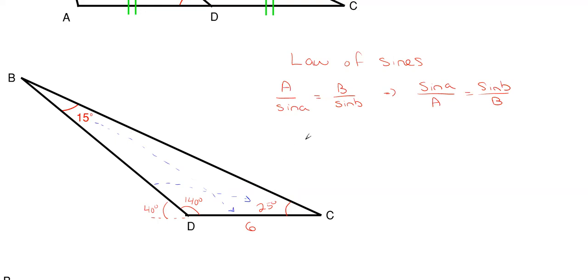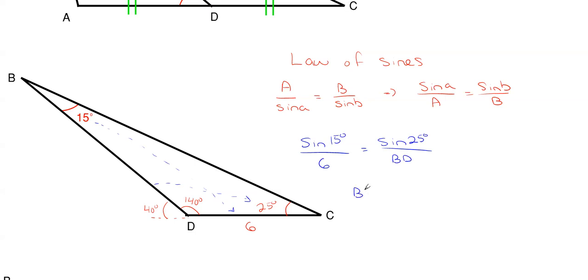So I can set up my law of sines equation like this, where I would have sine of 15 degrees over the side that is opposite it, which is the 6, is equal to the sine of the 25 degrees, over the side opposite the 25 degrees, which is the side I'm looking for, BD.